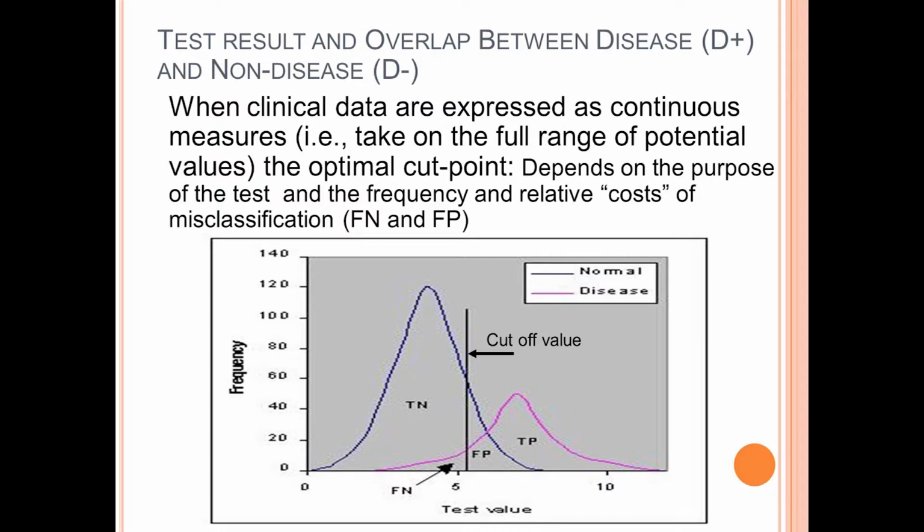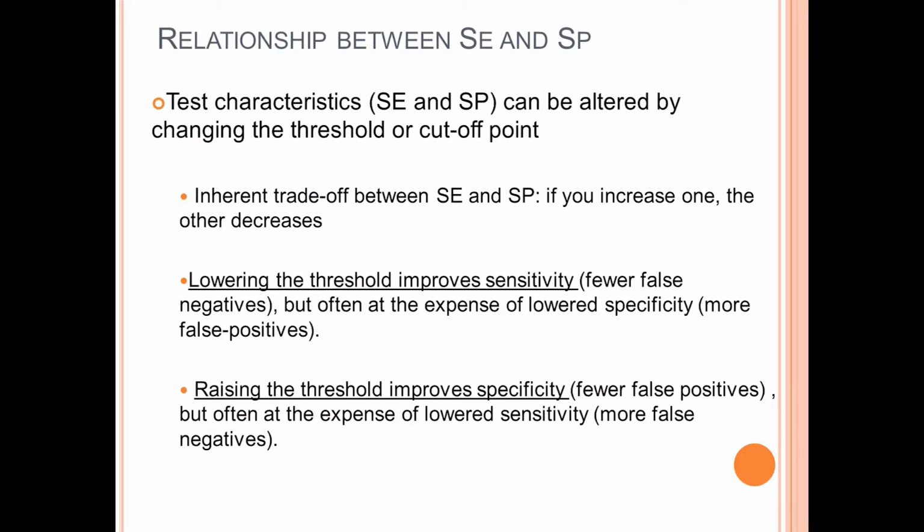Right? So again, test characteristics can be altered by changing the threshold or the cutoff. And there's an inherent trade-off between sensitivity and specificity. So if you increase one, the other decreases. Lowering the threshold improves sensitivity. You're going to have fewer false negatives, but often at the expense of lowered specificity. Raising the threshold improves specificity, but often at the expense of lowered sensitivity.